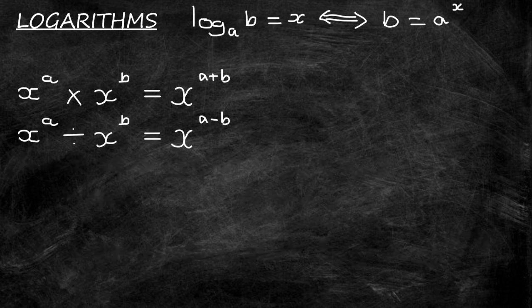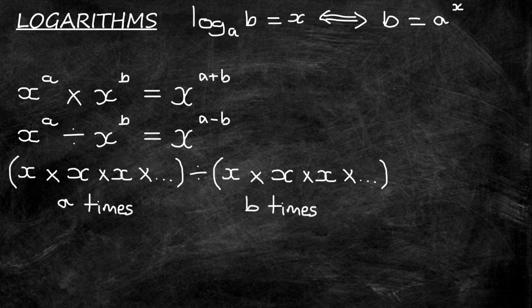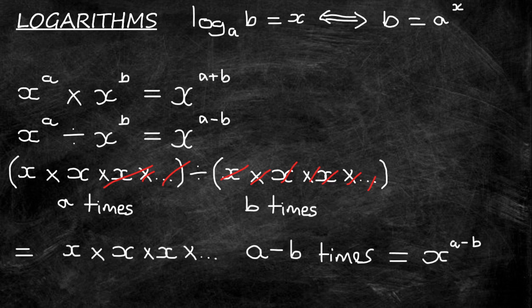The second of these indices rules is x to the power of a divided by x to the power of b is equal to x to the power of a minus b. And this makes sense because if you multiplied x by itself a times and then divided that by x multiplied by itself b times, the x's here in the b bit would cancel the ones in the a times bit, leaving you with x multiplied by itself a minus b times, which is represented by x to the power of a minus b.